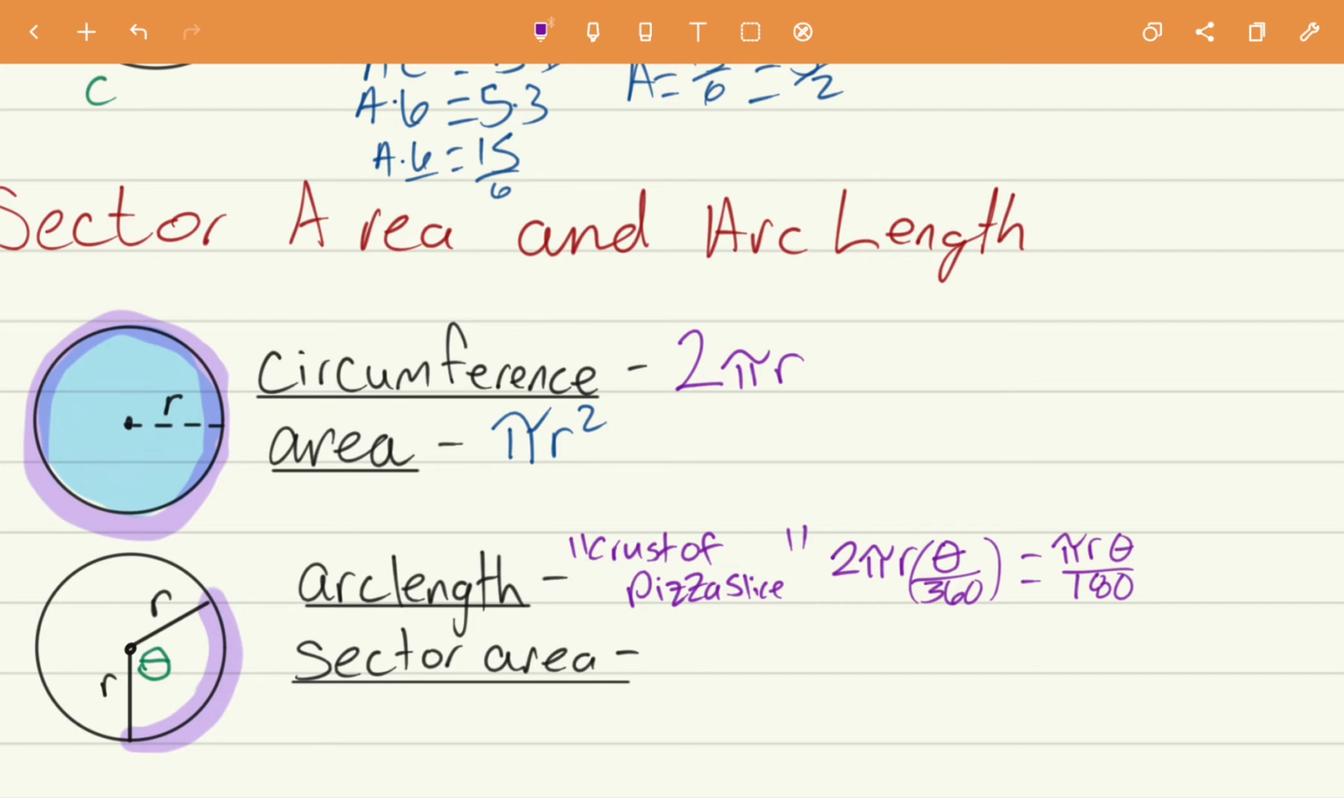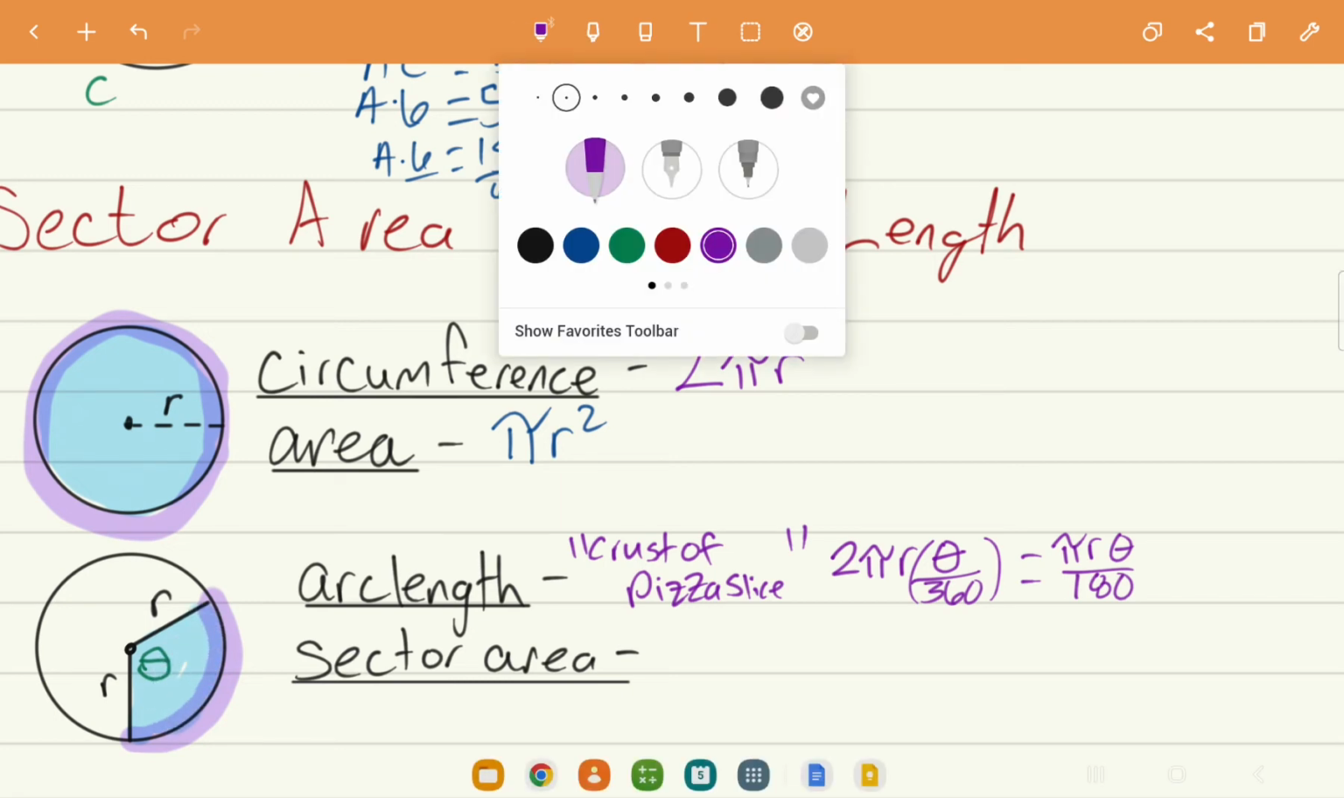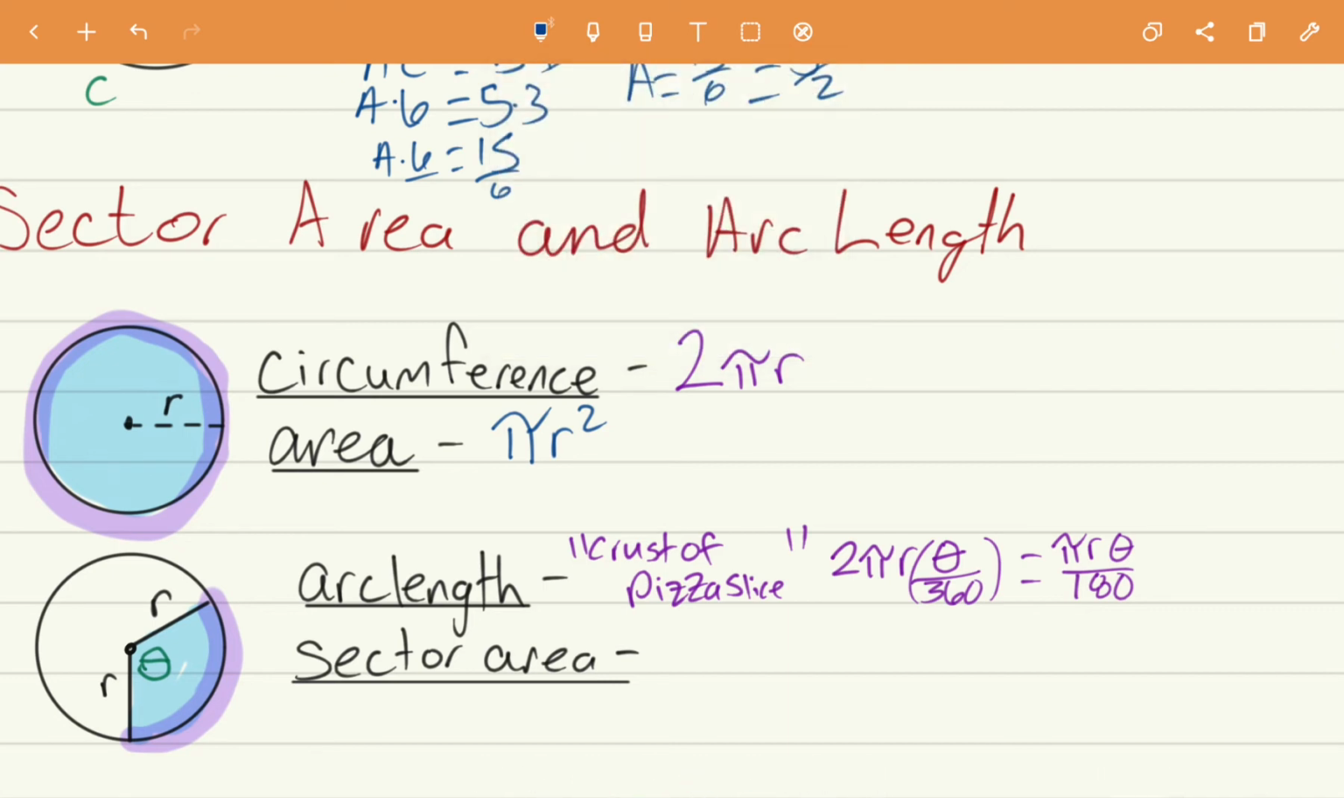Now sector area, similar deal. Sector area is just how much of that pizza we have. How much pizza is in our slice total. And it's going to have pi r squared, and then we are going to still multiply that by theta over 360. And these are our new formulas here.